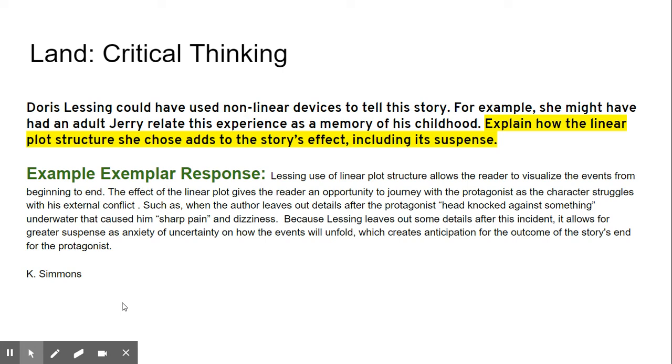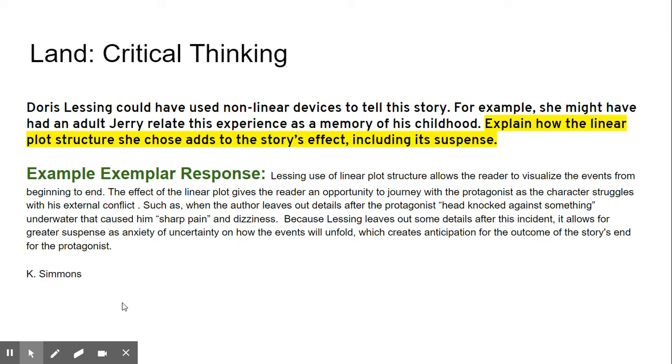Here's an exemplar response that I crafted. Lessing's use of linear plot structure allows the reader to visualize the events from beginning to end. The effect of the linear plot gives the reader an opportunity to journey with the protagonist as the character struggles with his external conflict, such as when the author leaves out details after the protagonist's head knocked against something underwater that caused him sharp pain and dizziness. Because Lessing leaves out some details after this incident, it allows for greater suspense as anxiety of uncertainty on how the events will unfold, which creates anticipation for the outcome of the story's end for the protagonist.